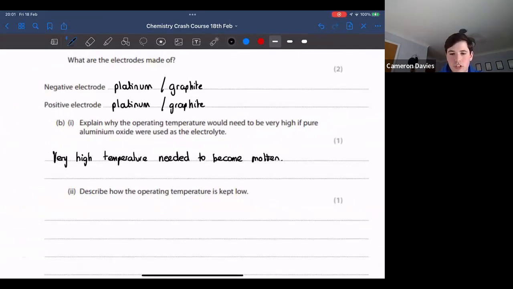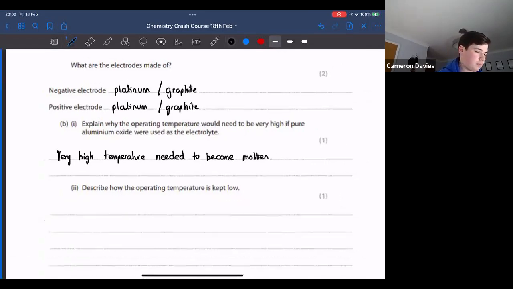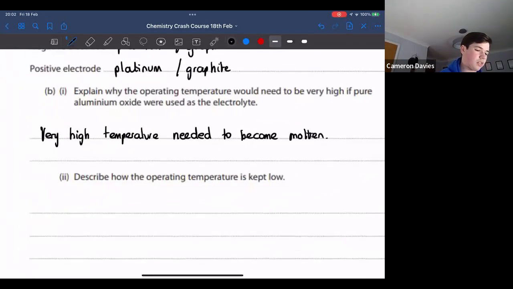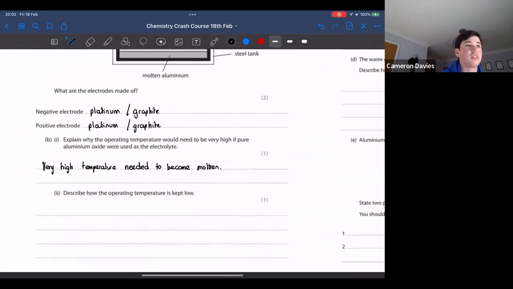Yeah, so a lot of energy is required to make it molten, and therefore we need a high temperature. Hopefully that makes sense. Then it says, describe how the operating temperature is kept low.